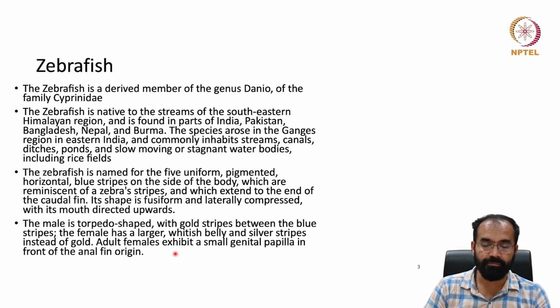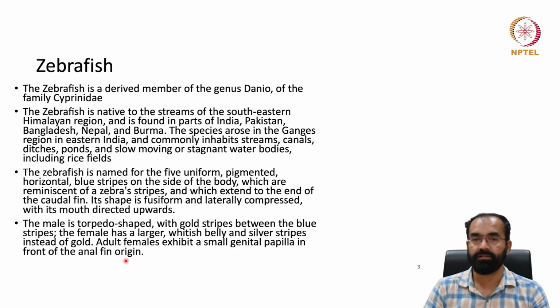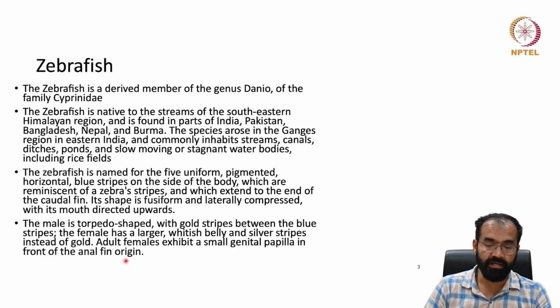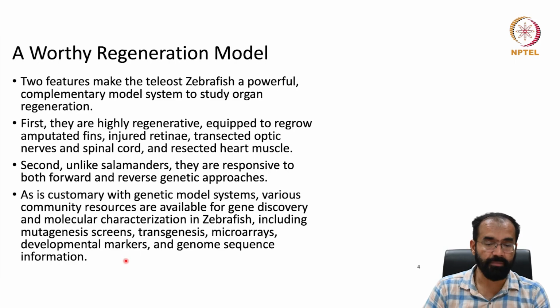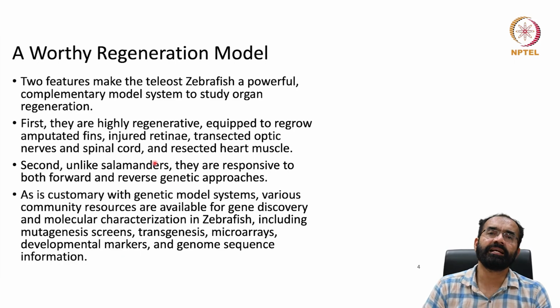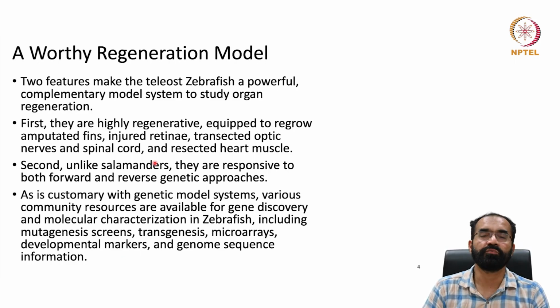Adult females exhibit a small genital papilla in front of the anal fin origin. So if you use a dissection microscope, you can identify the female through its genital papilla. So there are ways of easily identifying the male or female gender in zebrafish. It's an excellent regeneration model due to various features and factors associated with this animal.